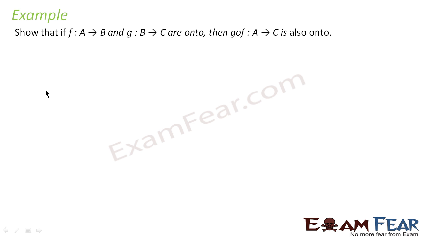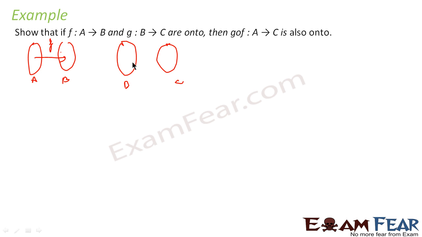Let's take some more examples. We have to prove that if there is a function f from A to B and another function g from B to C that are onto, then g of f is also onto. It is very similar to the previous question, except instead of one-one it is onto here. So there is a function f, with input from A and output in B, and there is a function g, with input from B and output in C.